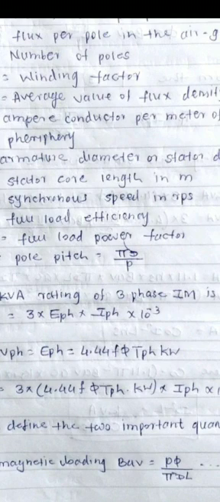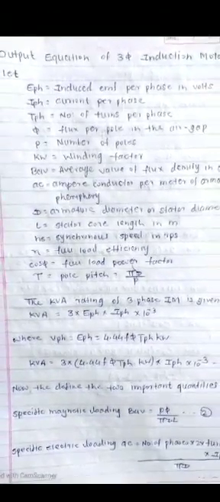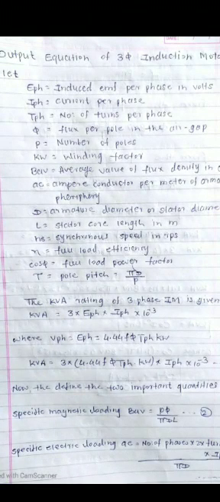Now we put that value in the above equation, then it becomes kVA is equal to 3 into, in brackets, the value of EPH, that is 4.44 F phi TPH into KW, bracket close, into IPH into 10 raised to minus 3. Call this equation number 1.